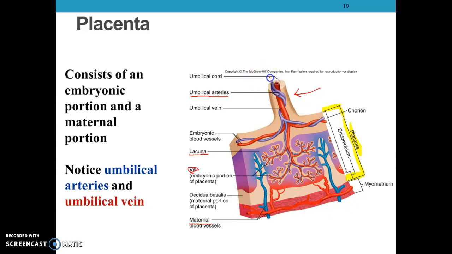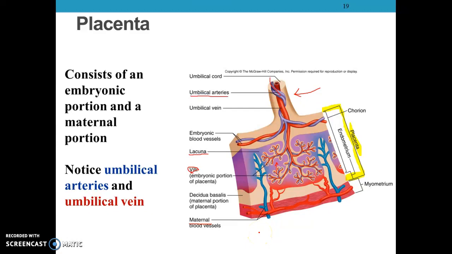So it's leaving from the embryo, traveling through the umbilical arteries, and then when it gets down to the chorionic villi, it's going to diffuse. All that waste is going to go out into this blood, into the lacuna. And the mother picks up that waste and she removes it.